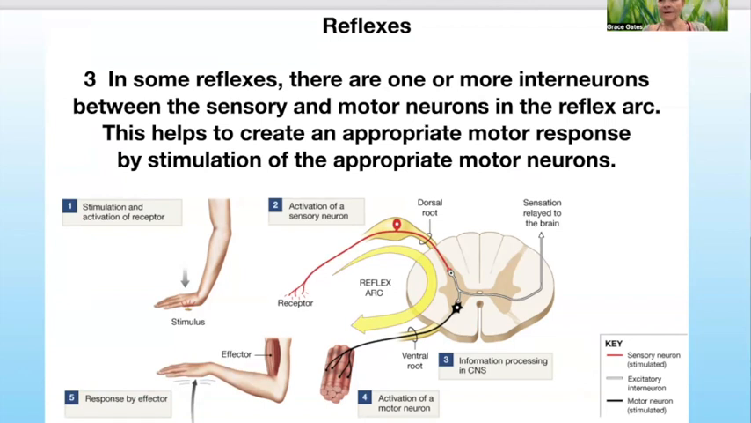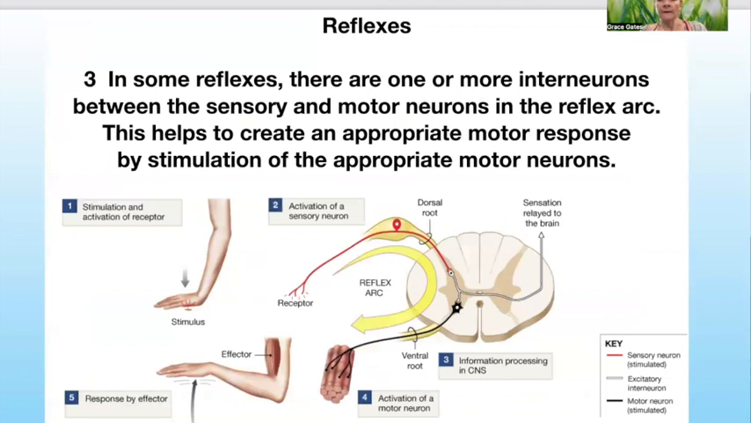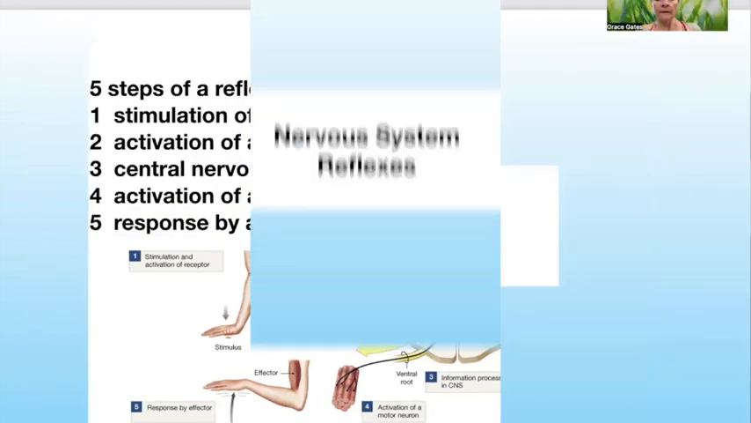And then commenting on step 3, which remember was central nervous system processing, which may not occur. In some reflexes, there are 1 or more interneurons between the sensory and the motor neurons in the reflex arc. And this helps to create an appropriate motor response by stimulation of the appropriate motor neurons, but it is not present in all reflex arcs. All right, so a bit on reflexes.